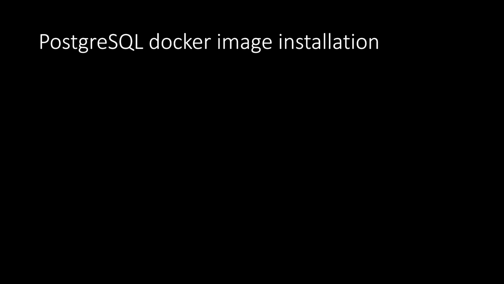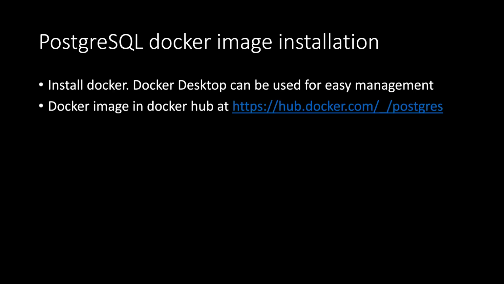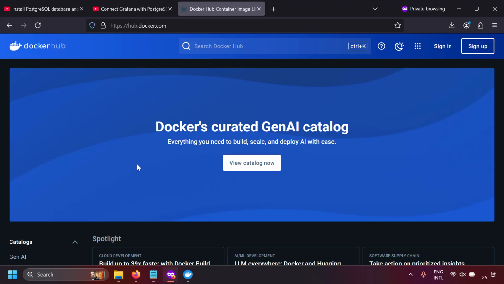Let's see the steps to install the PostgreSQL Docker image and create a container from it. The first step is to install Docker. We have used Docker Desktop and installed Docker. The next step is to search for your image in Docker Hub. Docker Hub is present at hub.docker.com. So let's go to hub.docker.com and search for the Postgres image. So I am at Docker Hub, and I will search for Postgres.